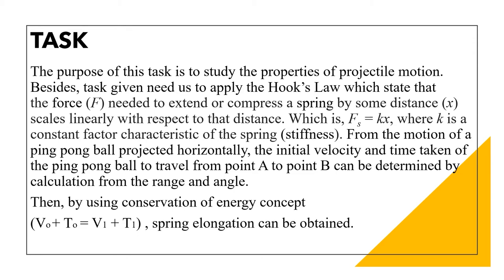From the motion of a ping-pong ball projected horizontally, the initial velocity and the time taken of the ping-pong ball to travel from point A to point B can be determined by calculation from the range and angle. Then, by using the conservation of energy concept, V0 plus T0 equals V1 plus T1, the spring elongation can be obtained.